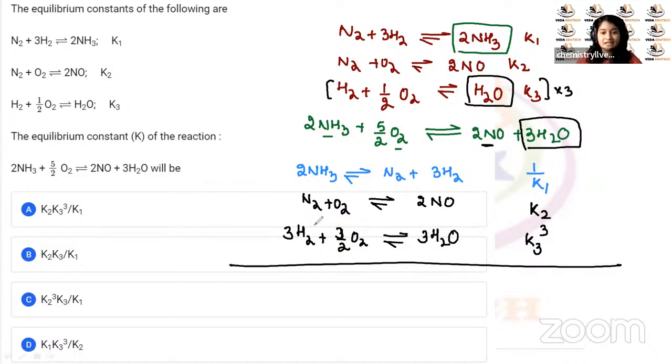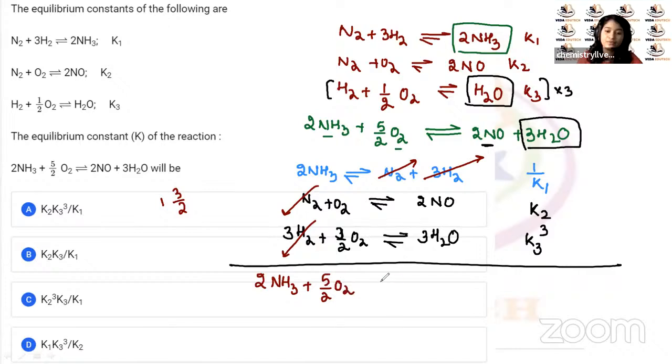So now if I solve this entire equation, I see that I have 3H2 here and 3H2 here, so both are going to get cancelled. So what is remaining for me? Now I see here is one N2 and here is one N2, so these both are also going to get cancelled. So what am I left with? I'm left with 2NH3 plus, 1 O2 and 3 by 2, so 1 plus 3 by 2 is 5 by 2 O2, gives rise to 2NO plus 3H2O. Yes, so we added all these equations, right?